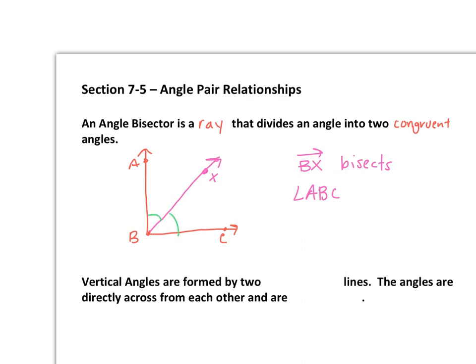Remember those little partial things mean angles are congruent. So angle ABX is congruent to angle CBX. Okay?